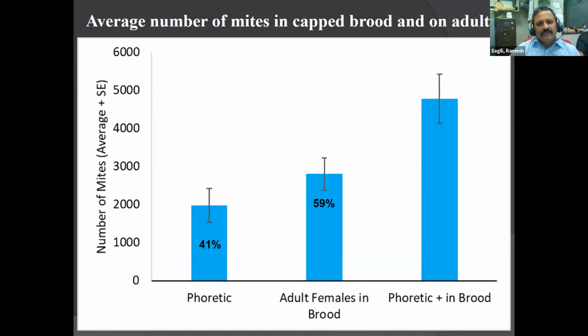Let's look at the preliminary results here. This is the average number of mites in capped brood and on adult bees. On the y-axis, you see the number of mites, and here you have the phoretic phase and the mites in the brood. This is a total of these two, so don't pay attention to this, just look at this. I've converted the numbers into percentages for your convenience. About 41% of the mites were on the bees. That's what the phoretic phase is, right?